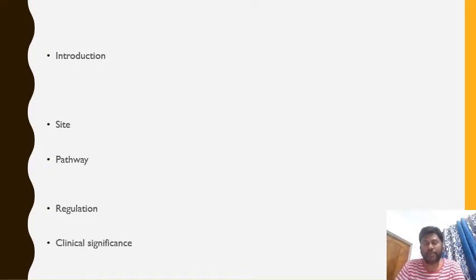Next, site, that means where the pathway takes place. Next, how the pathway takes place. Then, how this pathway is regulated, and finally, the clinical significance related to the pathway. So these are the headings under which I will be discussing glycogen metabolism.